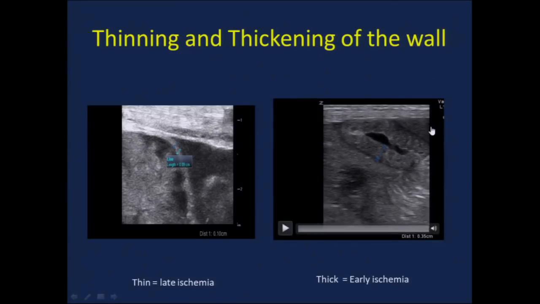Thickening and thinning of the wall. So we have thickening of the wall. We mentioned that between 0.26 to 0.31 centimeters is the range of normal. So you have 0.35, that's thickening of part of the jejunum, that's early ischemia. And you have thinning here, and you have fluids around. Inside the lumen, you have fluids around, and that's late ischemia. Thickening is reflecting early ischemia and likely recovery.